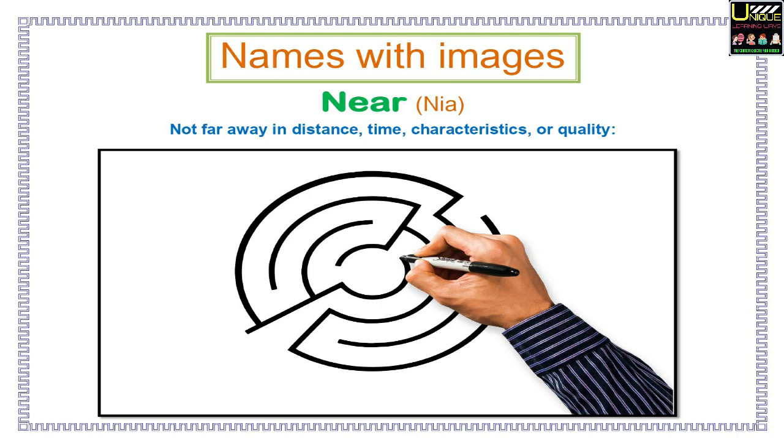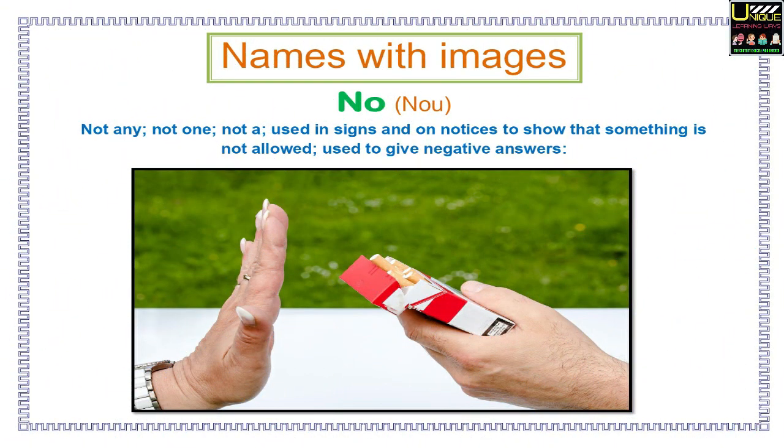N as N. Names with images. Here I have a word with its pronunciation, explanation, and an image for you. Near: not far away in distance, time, characteristics, or quality. No: not any, not one, not a. Used in signs and on notices to show that something is not allowed. Used to give negative answers.